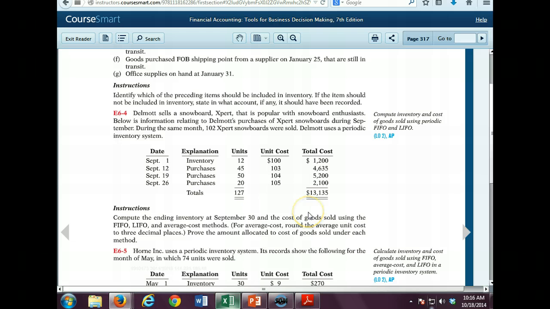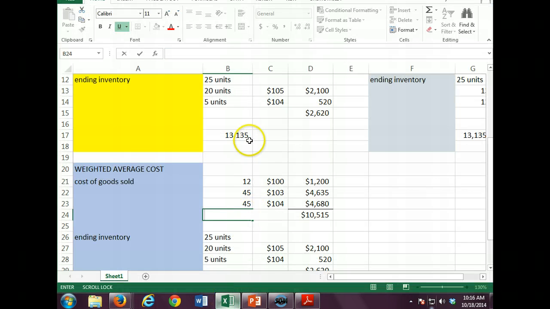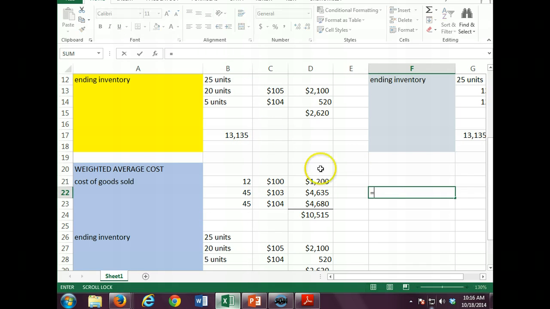13,135. We already have the info though. We have the numbers to get the average. So 13,135 divided by 127 units is 103 a unit.